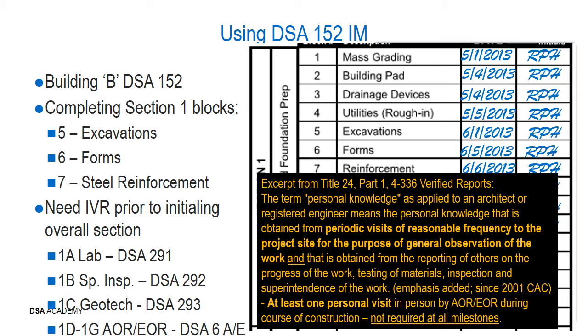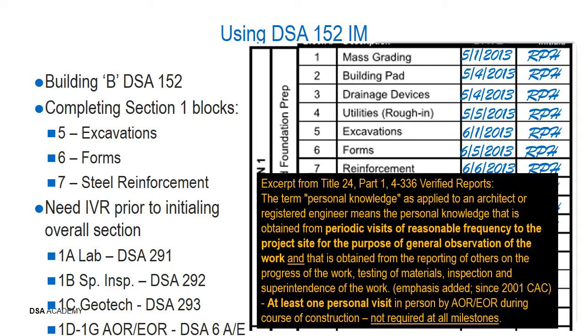So this is an excerpt from the administrative code, the section dealing with verified reports. I'll just read this here. So the term personal knowledge as applied to an architect or registered engineer means the personal knowledge that is obtained from periodic visits of reasonable frequency to the project site for the purpose of general observation of the work, and that is obtained from the reporting of others on the progress of the work, testing of materials, inspection, and superintendence of the work. So I've added the emphasis there with the bolding and underline. But that kind of language has been present since about 2001 in the administrative code.